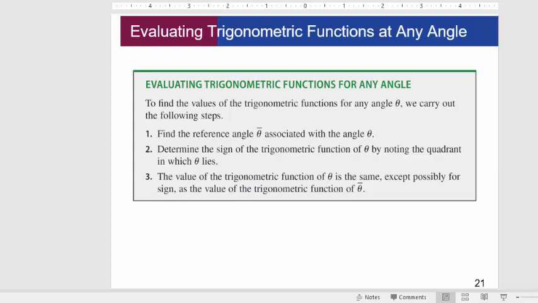So the first thing you're going to do is find the reference angle, right? And we had talked about how you find the reference angle for any angle in the different quadrants. Determine which trig functions are positive and negative based on the quadrant, and then just use the reference angle to determine the trig ratios, and then change the sign if appropriate. So it's pretty straightforward. The key is really finding the reference angle first, and then using our special triangles.